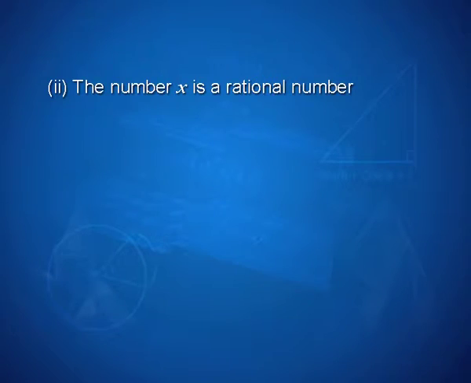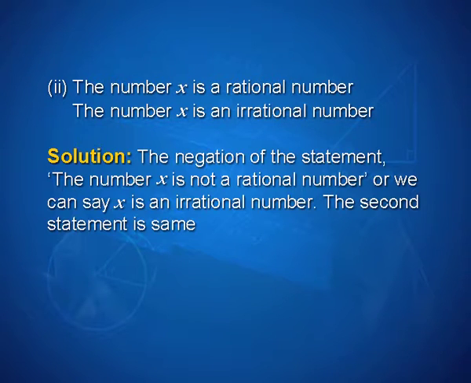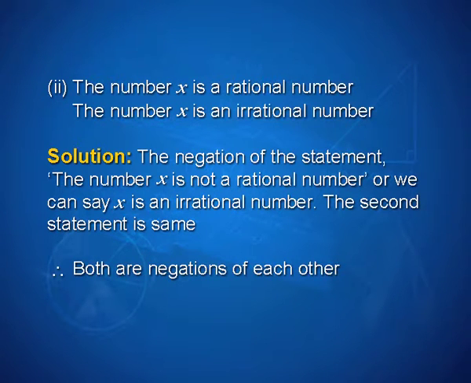Look into the second one. The number x is a rational number. The number x is an irrational number. Look into the solution. The negation of this statement, the number x is not a rational number, or we can say x is an irrational number. The second statement is the same. Therefore, both are negations of each other.